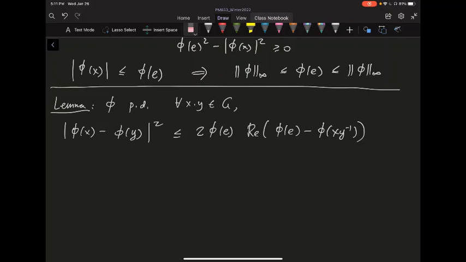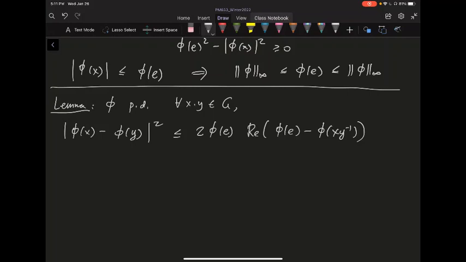Without proving it, as a consequence of this lemma, if x and y are really close together, then x y inverse is close enough to e. Because your phi is continuous, the right-hand side is going to be close to 0, since phi of e is fixed. So phi of x and phi of y are going to be close as long as x y inverse is close enough. That basically corresponds to phi being uniformly continuous.